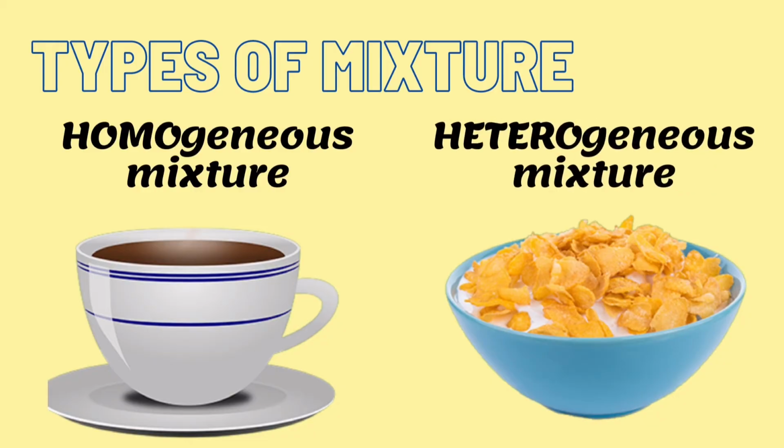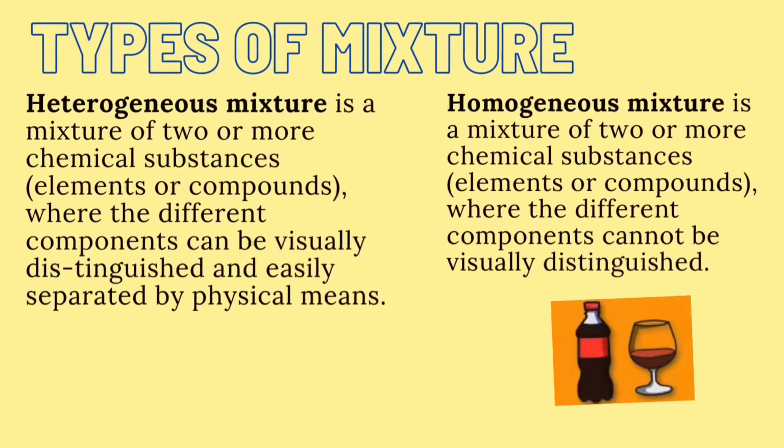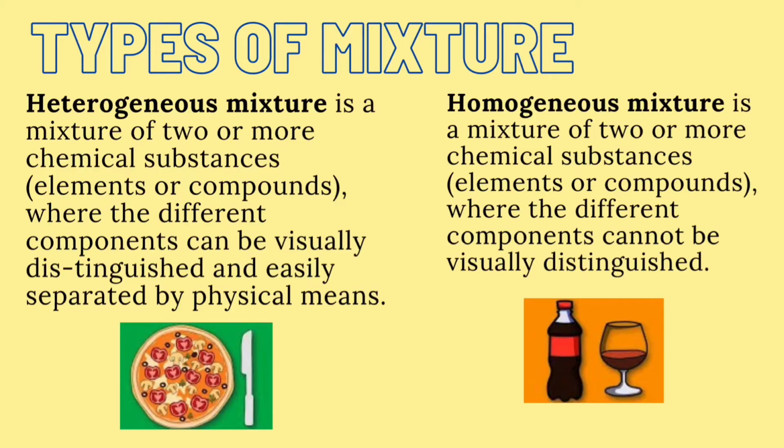So what do you think is the difference between these two mixtures? Yes, in a homogeneous mixture, you cannot identify the other components. They are already uniform in structure. While in a heterogeneous mixture, you can still see different components. A heterogeneous mixture is a mixture of two or more chemical substances where the different components can be visually distinguished and easily separated by physical means. While a homogeneous mixture is a mixture of two or more chemical substances where the different components cannot be visually distinguished.